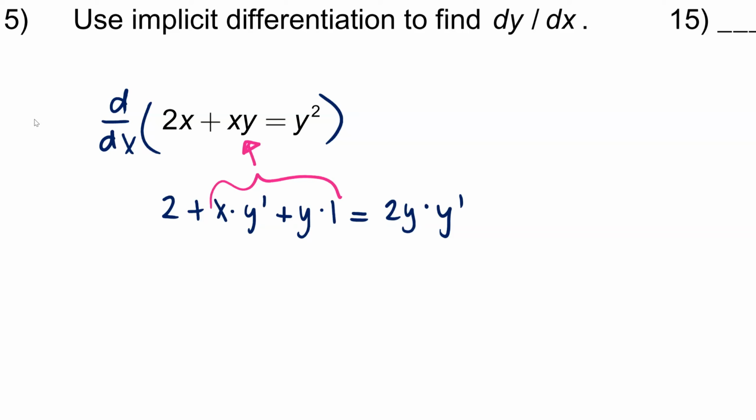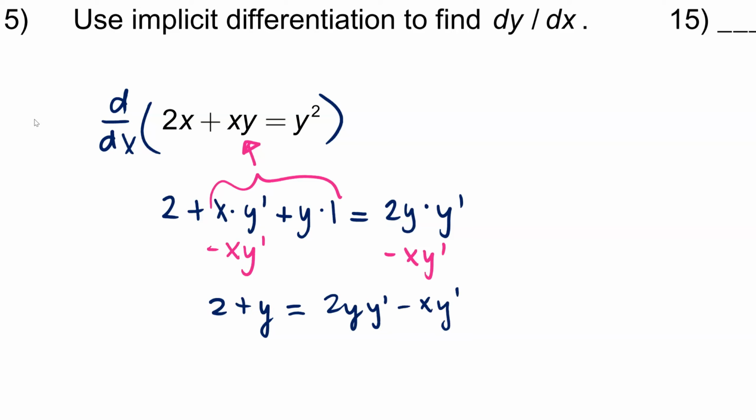Okay, you tack on a y prime. Okay, next thing. Get everything with a y prime on one side, everything without a y prime on the other. So, I'm going to subtract xy prime on both sides. That way, I have 2 plus y equals 2y y prime minus xy prime.